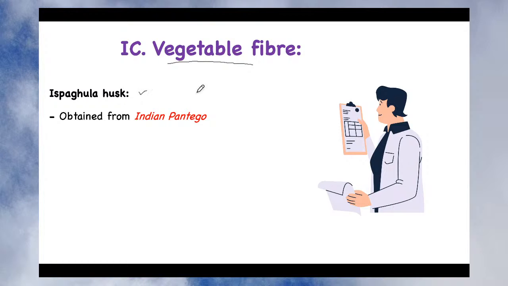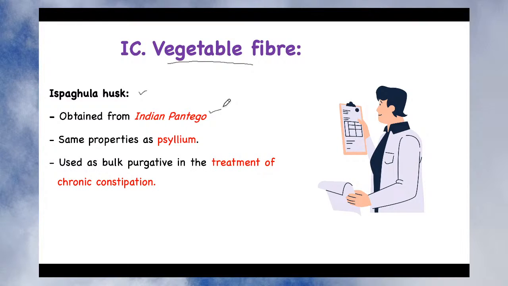It is obtained from Indian plantago, so that is the biological source. It has the same property as the psyllium. What is the property of the psyllium? It imbibes about 20 times its weight of water, and it is converted into a mucilaginous mass, which produces peristaltic movement and helps in softening of the stool. So it has almost the same property as the psyllium, and it is used as a bulk purgative, especially in the treatment of chronic constipation.